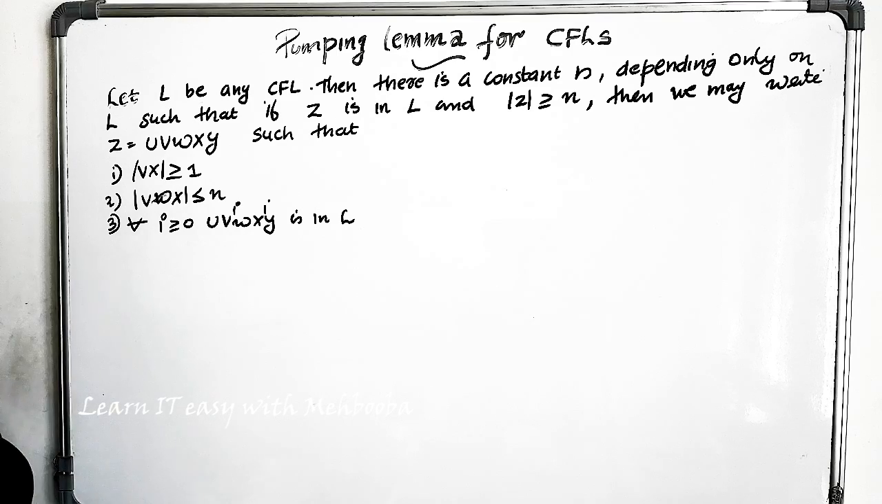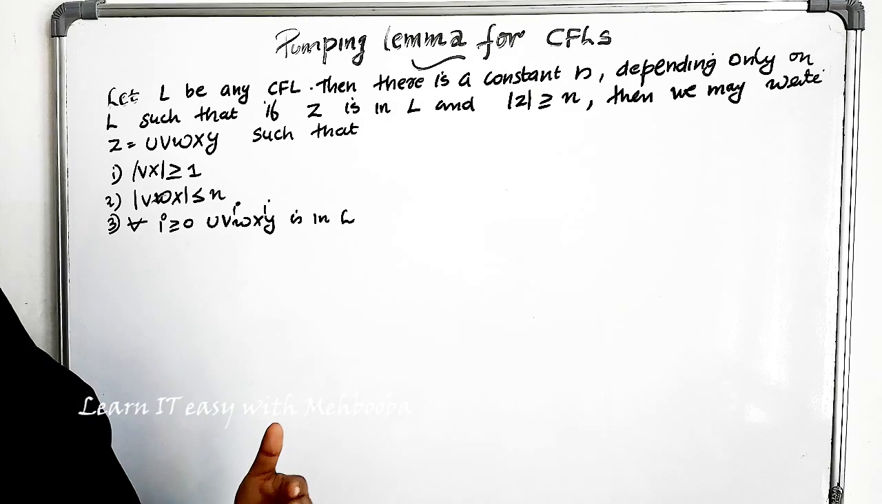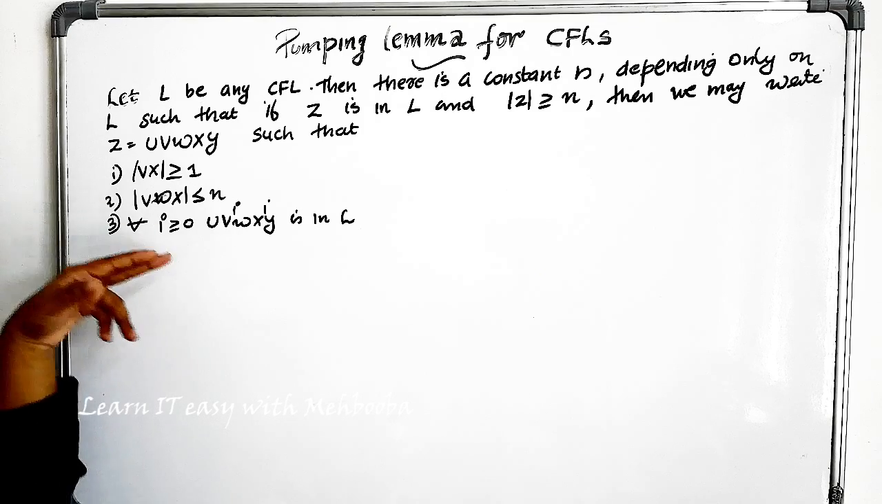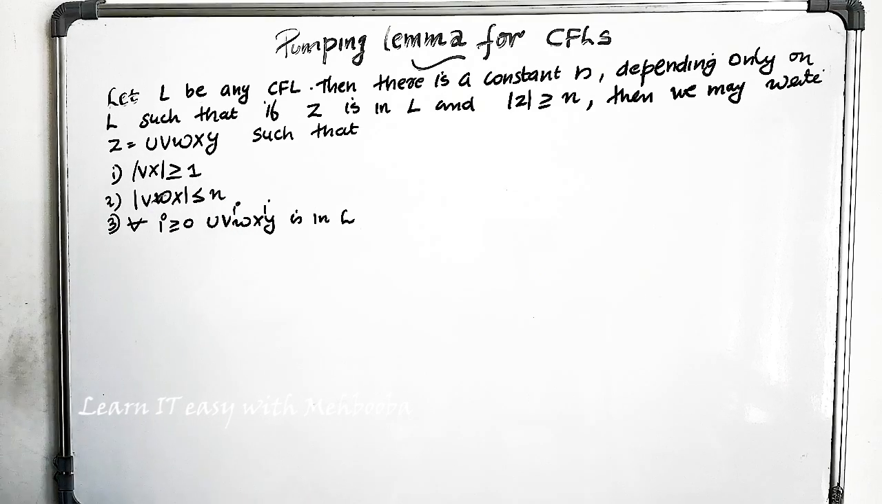So that means these substrings V and X can be repeated. They are lying close together. They can be repeated the same number of times as much as we want. So if we can meet all these conditions, the language is in CFL. Again, the application of the pumping lemma for CFL is to prove that some languages are not CFLs. We don't use it to prove that a language is part of CFL, but we use it to prove that some languages are not CFLs.